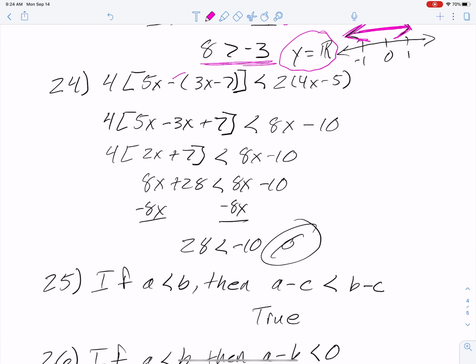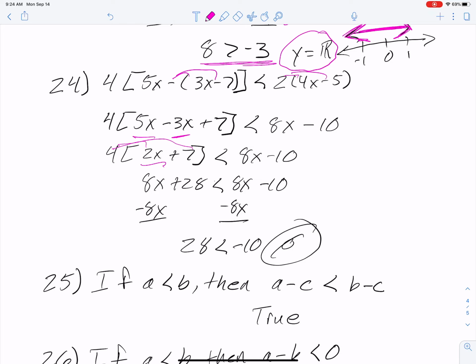24, I distribute my negative. I distribute my 2. Again, notice that I distributed the negative and I ended up with negative 3x plus 7. I combine my like terms inside my bracket. 5x minus 3x is 2x. I distribute the 4, ending up with 8x plus 28.